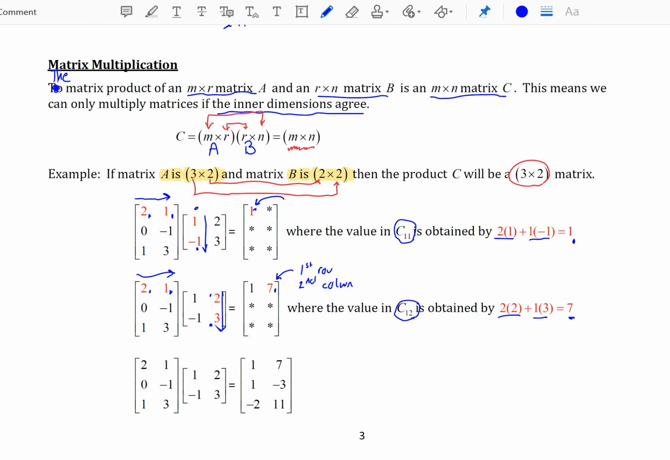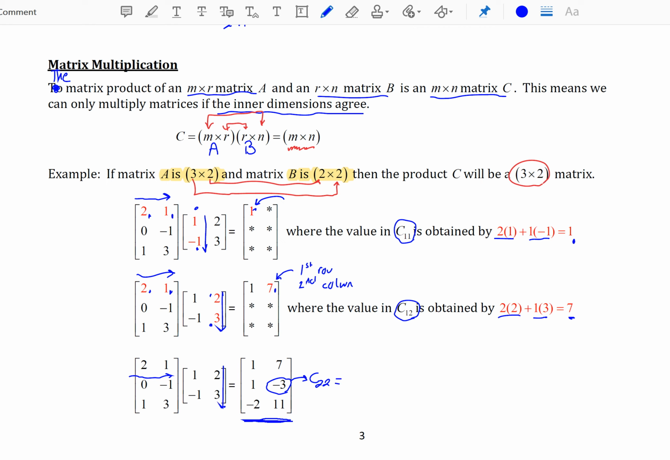If we were to continue, we should get the matrix product here. You should confirm all of these values are correct. But just for giggles, let's check one more just to make sure we understand this process. If I wanted to verify why this value is -3, this is in the C22 position. So you would take the values in the second row of A times the values in the second column of B.